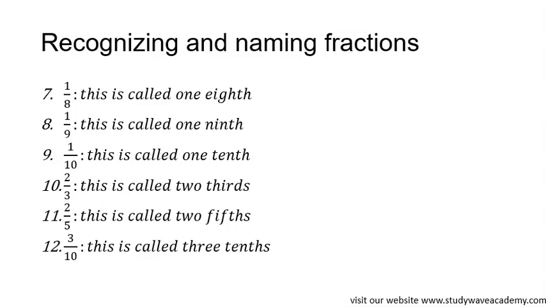These names indicate the number of equal parts the whole is divided into. Okay? If you see 3 over 5, it is called 3/5. Do you understand how it's going? If you see, let's say, 1 over 12, it is called 1/12. If you see 2 over 12, it is called 2/12. Do you understand?